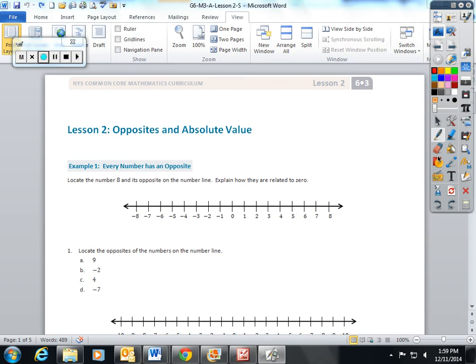So example 1, every number has an opposite. Locate the number 8 and its opposite on the number line. Explain how they are related to 0. Okay, locate 8 on the number line. 8 is right here, okay? I know the opposite of 8 is negative 8, okay?